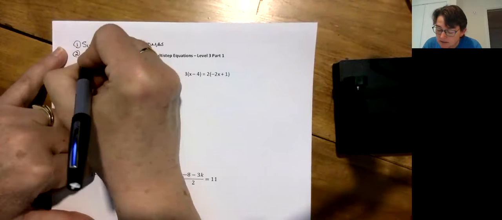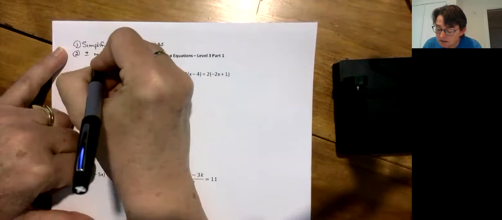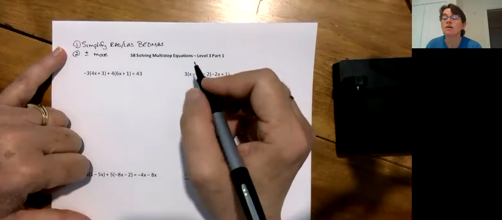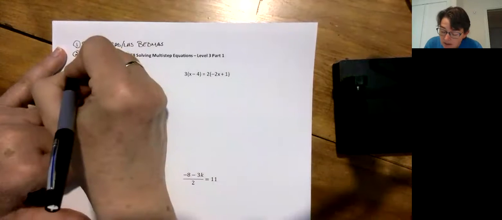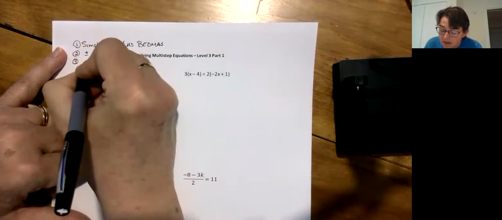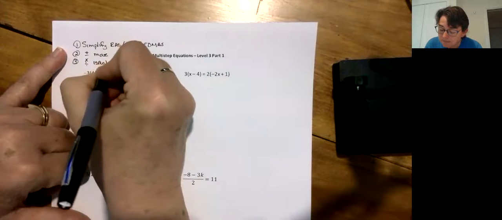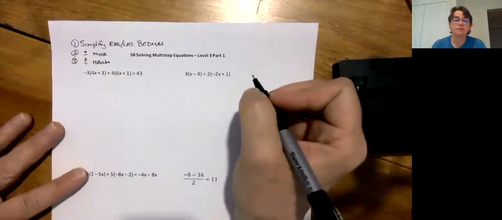Step number 2 is you use addition and subtraction to move your terms so all the variables are on one side and all the numbers are on the other. And your third step is multiplication or division to isolate, to get the x all by itself.